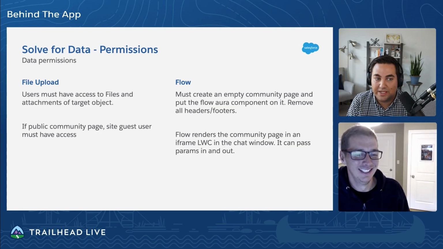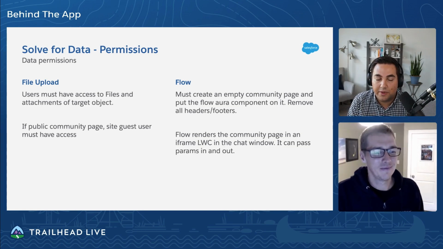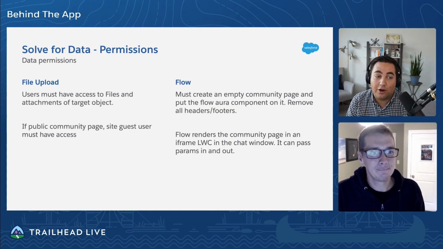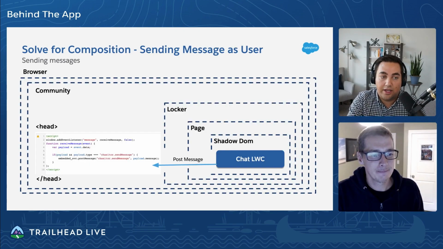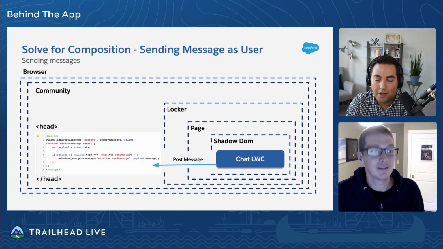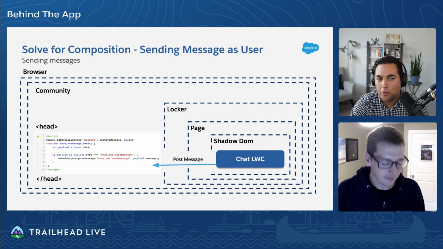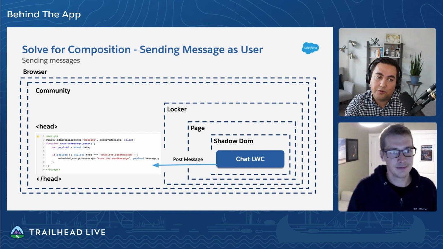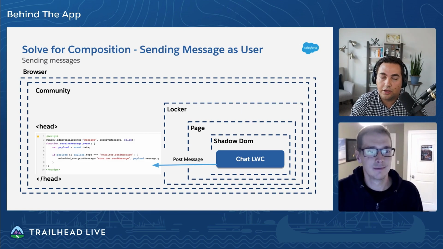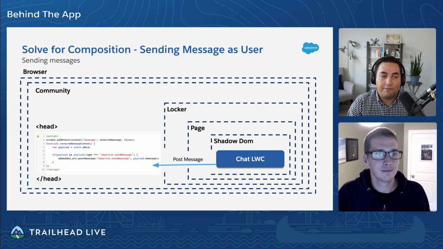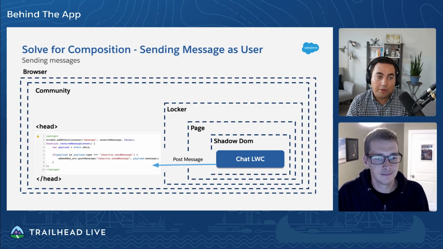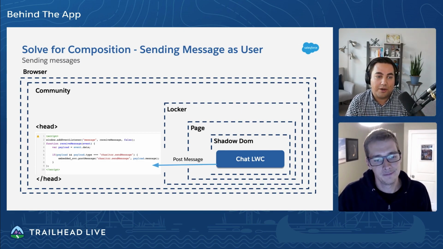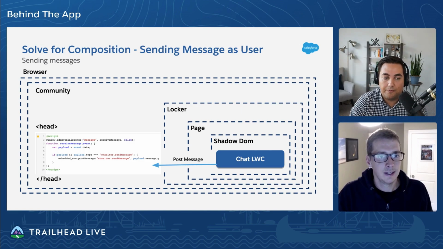Yep, big time. And now, speaking of some of those challenges, I think our last challenge that we wanted to discuss was composition. And this one threw me for a loop. I didn't really get this the first time we talked about it until I went in and looked at the code. We talked about sending messages as the user, because the user's interacting with those Lightning Web components, and you need those messages to come back. So can you explain a little bit why it's a problem?